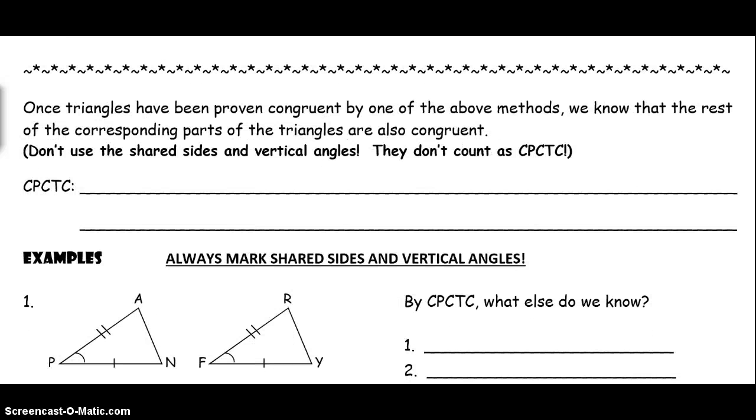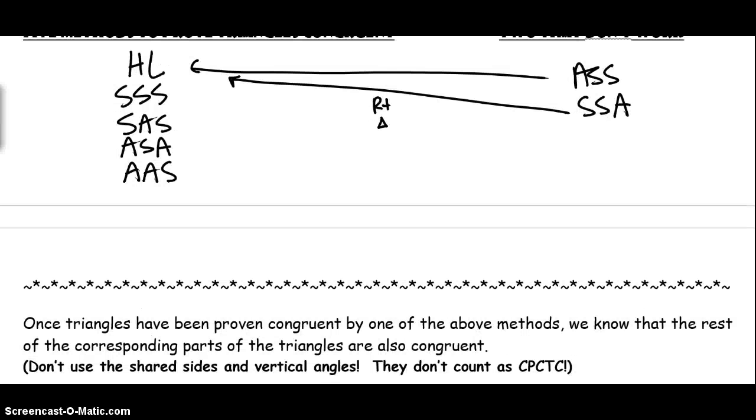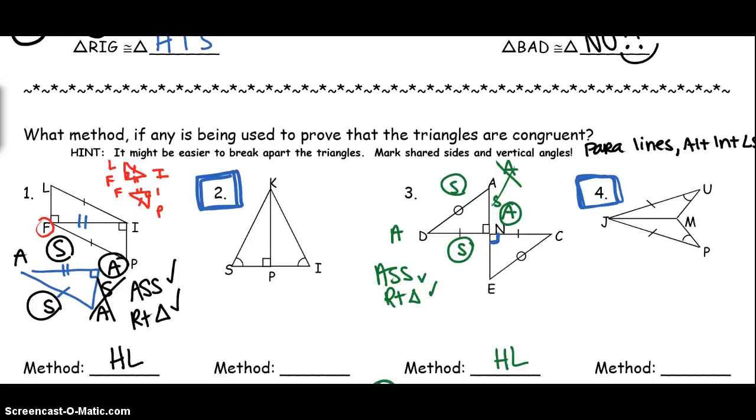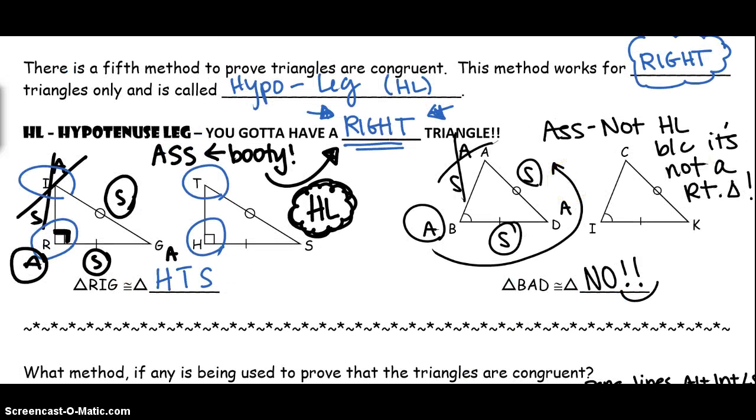Moving on, once triangles have been proven congruent by one of the above methods, then we know that the rest of those parts are also congruent. So what am I talking about here? Let's go back to one of these pictures. Let's go back to this guy right here. Okay? So looking at this guy right here, I see that this angle goes with this angle, right? And I see that this goes with this, so we're cool on that. And then I see this goes with this.